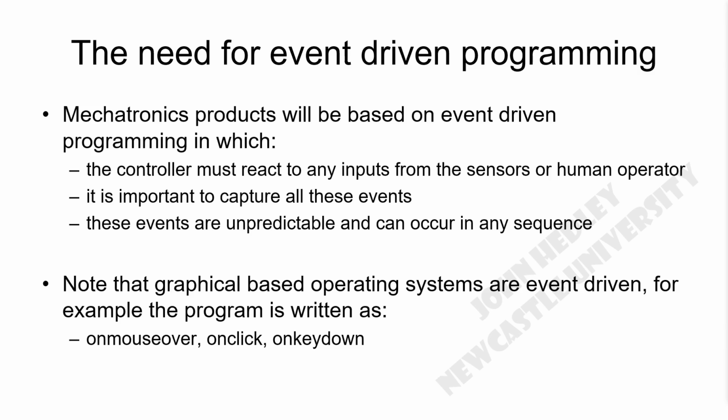As another example, consider any graphical-based operating system, for example Windows. These use event-driven programming. For example, if you move the mouse pointer over an icon, the icon is highlighted. If you click the mouse button, then a specific action will take place, and similarly if you press a key on the keyboard. It is impractical to program such functionality in a linear fashion. The program has to react to these inputs as they happen.